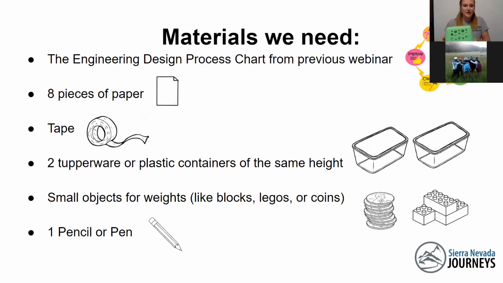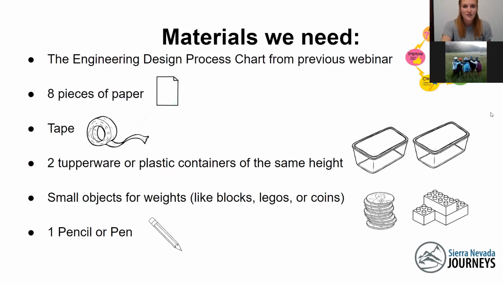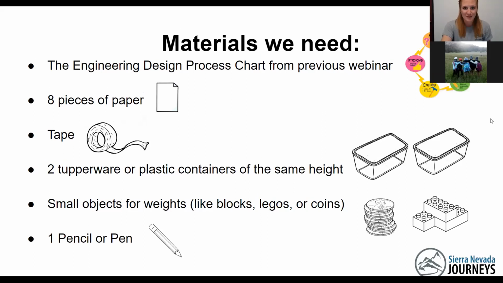You also need small objects for weight again. So you might have Legos or blocks or coins. I have some pennies again, and this time my pennies are in little stacks of 10. And then you also need something to write with, either a pen or a pencil or a marker. So right now I'm going to give everybody 2 minutes to go and collect those materials. And once you get back and you're ready to move on, you can show me that raised hand. All right, thank you for those of you that are showing that you're ready to move on. Looks like some people are telling us in the chat box that they're ready.